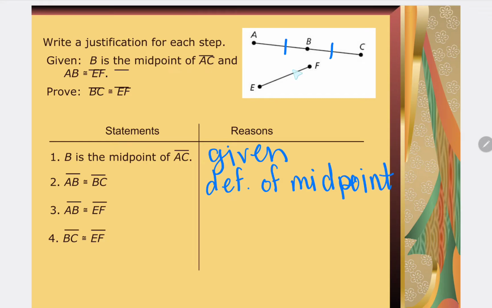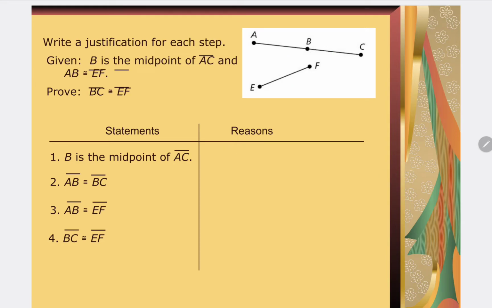BC is congruent to EF. Well, I was told that, AB is congruent to EF. I was told that. That's another given. Now, if you look at your statements here, and I'm just going to change colors. So I had given, definition of midpoint.